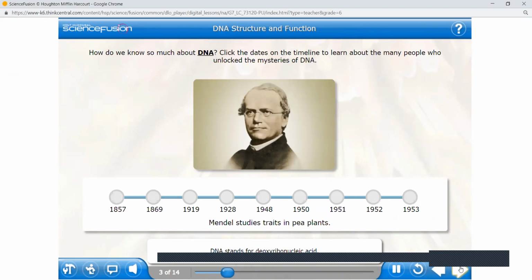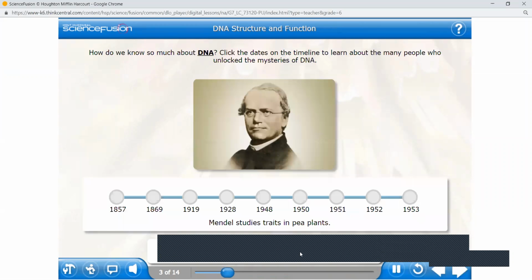DNA stands for deoxyribonucleic acid. DNA is the genetic material in cells that controls cell functions and determines many of our traits. Scientists have been unraveling the mystery of DNA for a long time. Click the dates on the timeline to learn more.